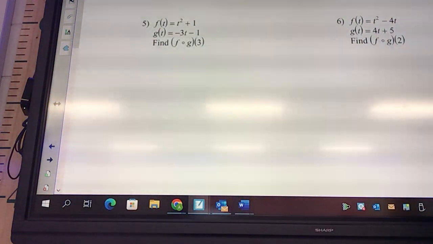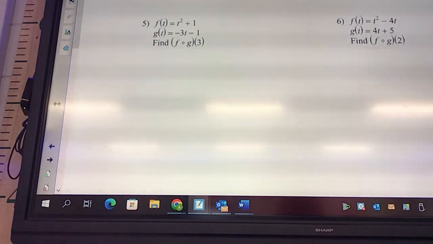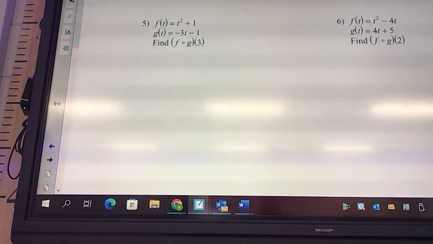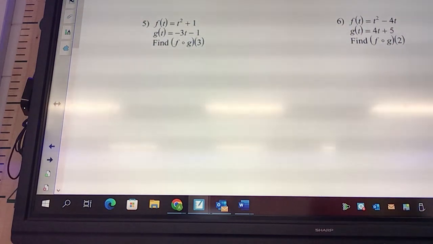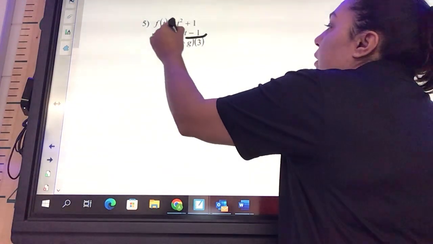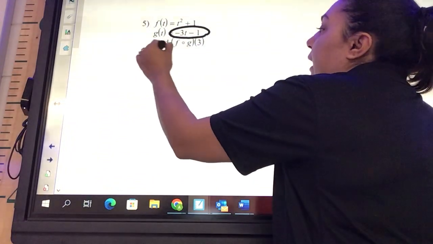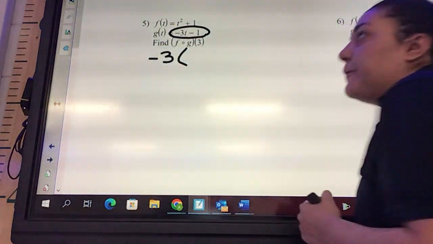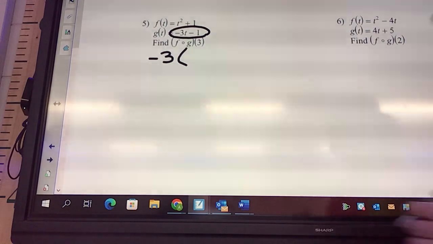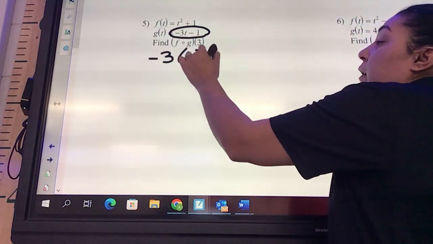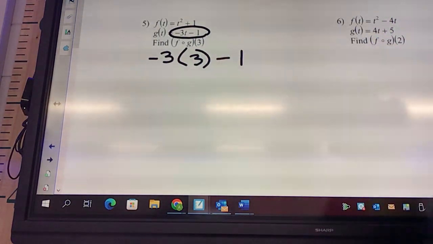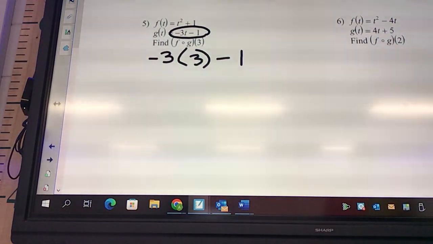Okay, look at 5. Get on number 5 if you're not. What are we finding first? F or G? G. What are we plugging in? 3. Okay, so we're using this. Okay, so I got negative 3. And instead of T, what am I writing? 3. Close it, minus 1. Okay, type that in your calculator, see what you get.